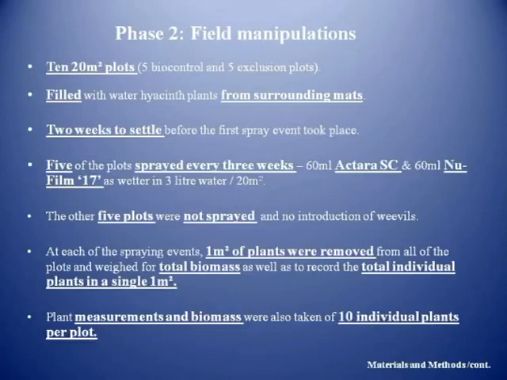So the field manipulations set out 10 plots, 20 square meter plots, filled them with water hyacinth from surrounding areas, left them for 2 weeks to settle, and then 5 of the plots were sprayed with the insecticide every 3 weeks, and the other 5 plots were not sprayed at all. Every 3 weeks I'd take a square meter of plants out of it. I'd look at the biomass of them, as well as how many individual plants were within that square meter. Plant measurements and biomass were also taken of all 10 individual plants per plot.